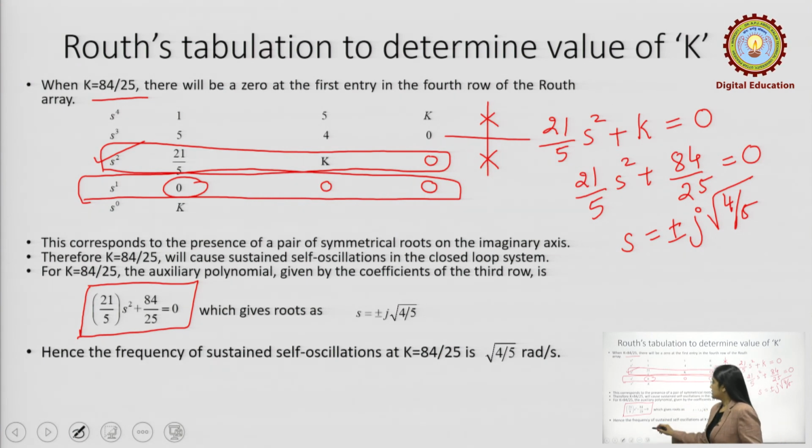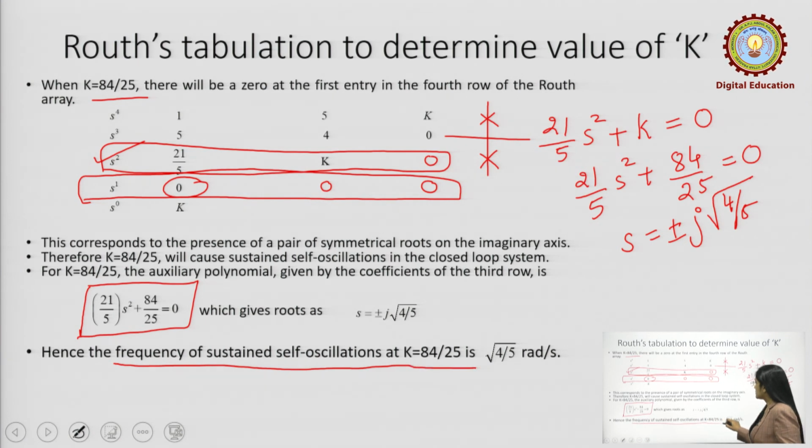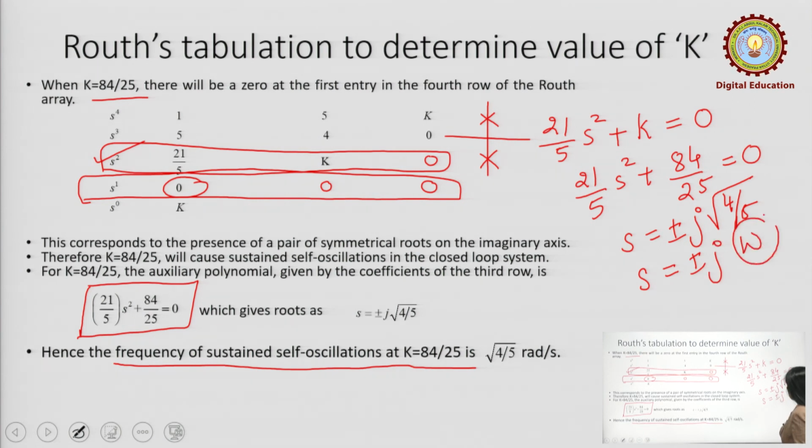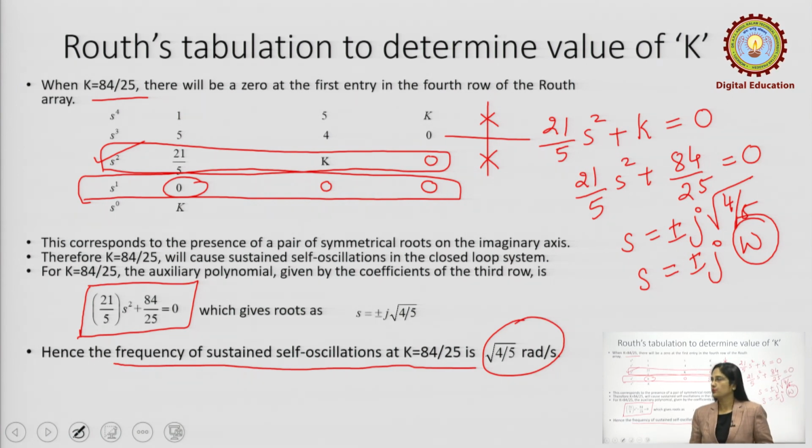What is the frequency of those sustained oscillations? The frequency of sustained oscillation can simply be obtained by s is equal to plus or minus j times the frequency. So, that frequency is root of 4 by 5 radians per second.